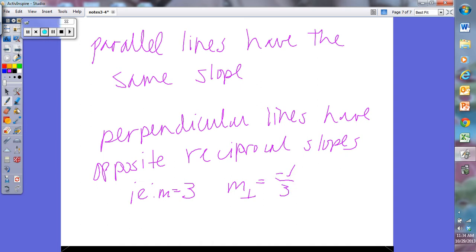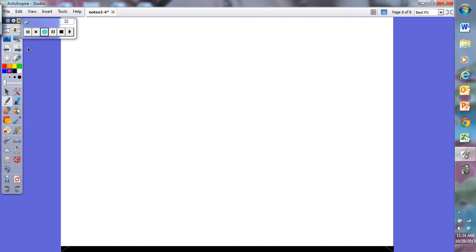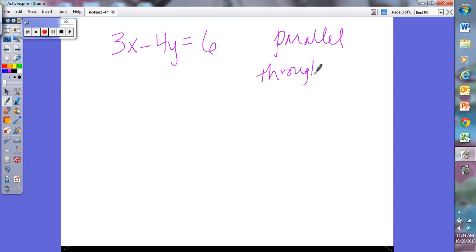Let's try some. Write the equation of the line parallel to the line 3x minus 4y equals 6. We want a line parallel through the point 8, negative 1.